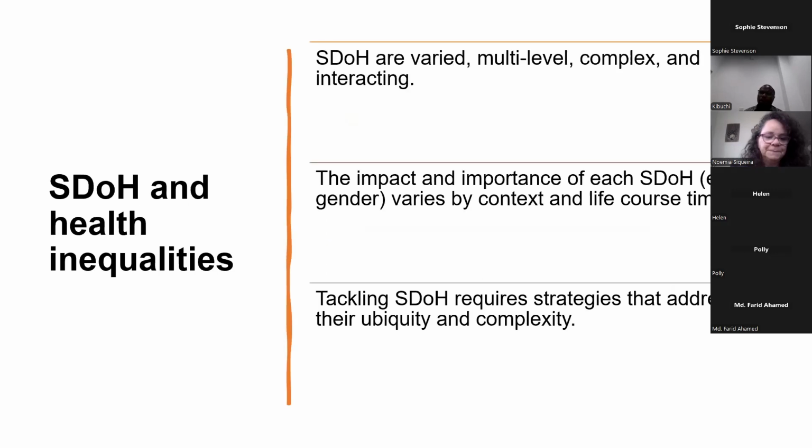So one of the aspects of social determinants of health is that they tend to be varied, multilevel, complex, and interacting. What we mean by varied is, at the personal level, as an individual, it will influence how your health is based on underlying health conditions and other aspects. At the household level, it will depend on how socioeconomically better off the household you are living in is.